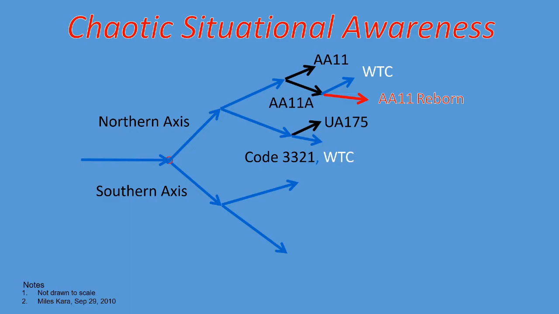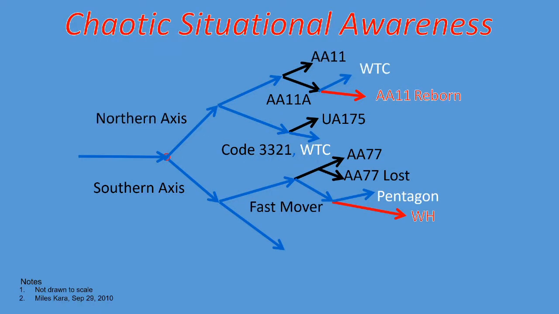United 175 became 2 things. It had morphed into Code 3321, a fast mover that flew into the South Tower. Its flight plan remained in the system, and its whereabouts became unknown. American 77 became multiple things. It was presumed lost and downed, crashed. Its flight plan also remained in the system, and controllers were looking for it to the west.